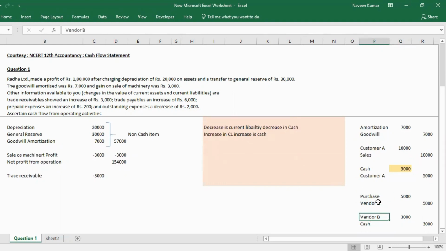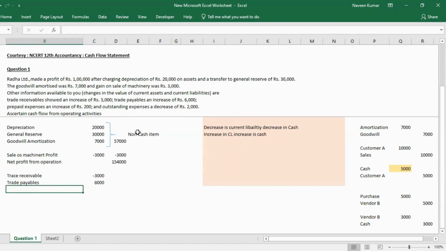Here there is a decrease in the vendor balance. I mean to say that out of 5,000, 3,000 is reduced, and cash is going out. So when there is a decrease in vendor balance, there is a decrease in cash. That's why you can see here, they are telling you trade payable increased by 6,000. So increase in liability is nothing but increase in cash. Trade liability or trade payable, creditors, everyone is the same here. So I'm adding 6,000.